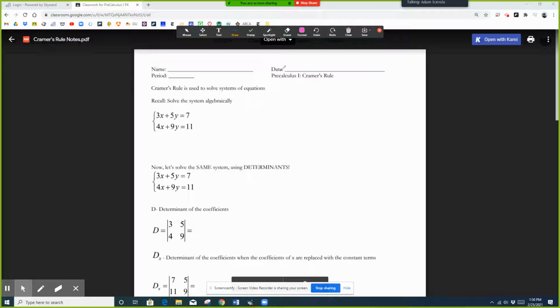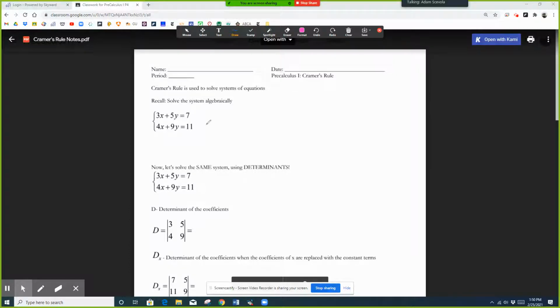All right, so in this lesson, we're going to learn how to use Cramer's rule to take a system of equations and use matrices to solve the system. So that's what Cramer's rule does. It takes a system of equations and uses determinants to find the solution.